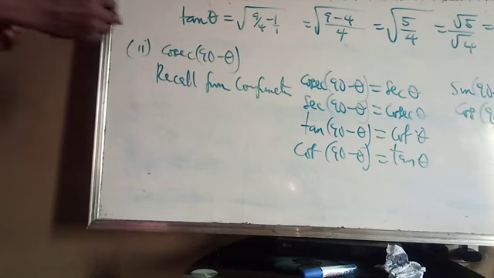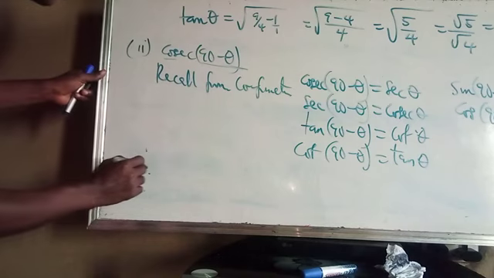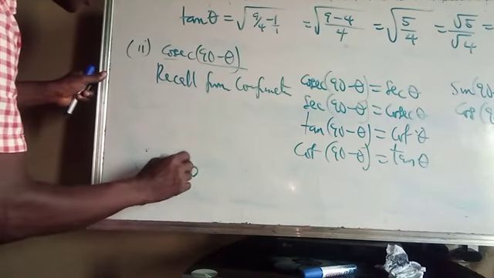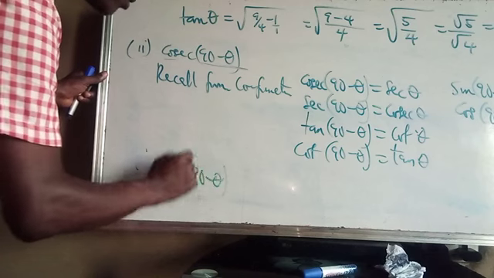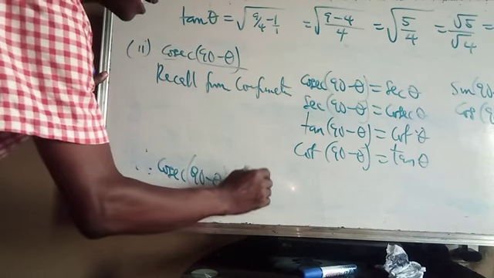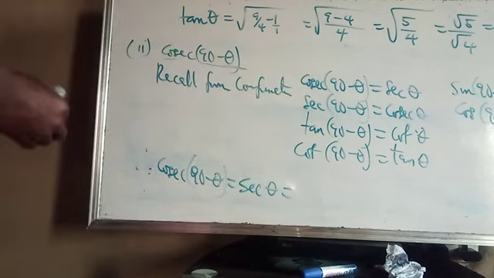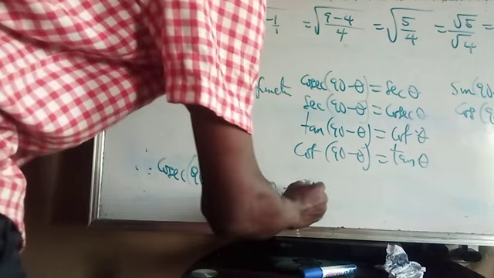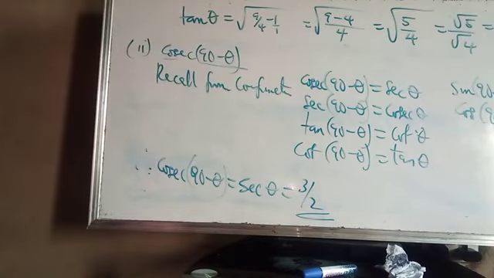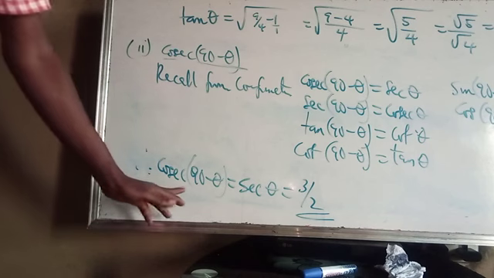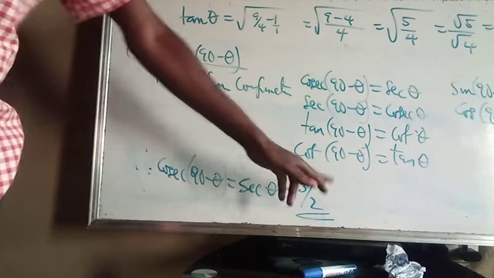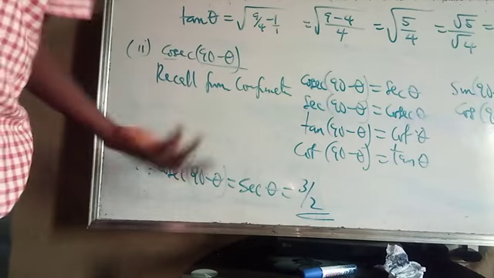Now, since what we are finding is cosec 90 minus theta, which is the first one, therefore cosec 90 minus theta is sec theta. And what are we given for our sec theta according to the question? 3/2. So we don't need to really stress ourselves here. From the co-function, cosec 90 minus theta is sec theta. And as given in the question, sec theta is 3/2.